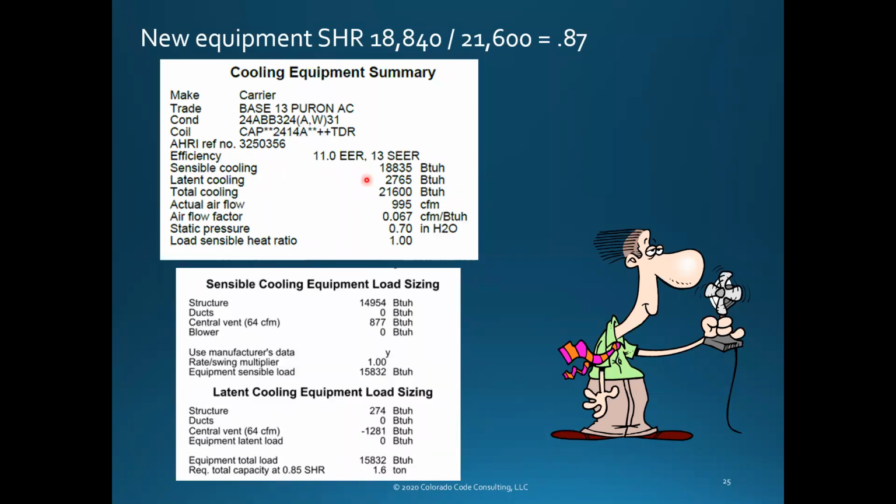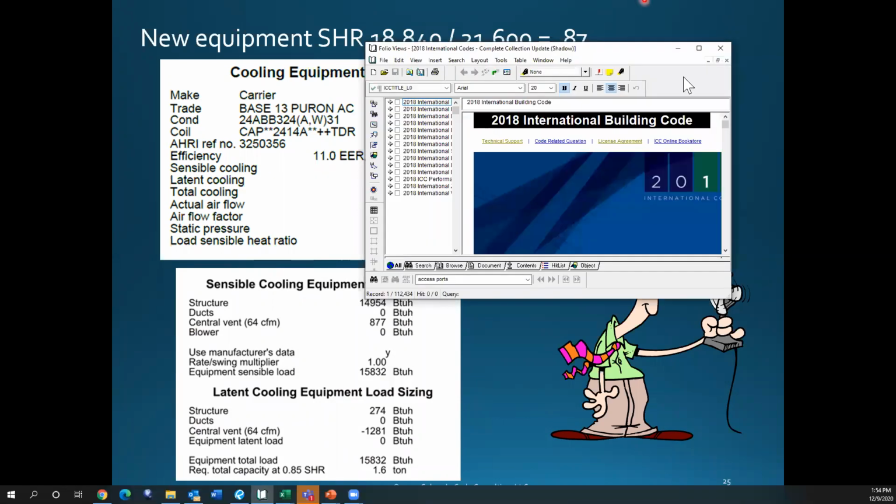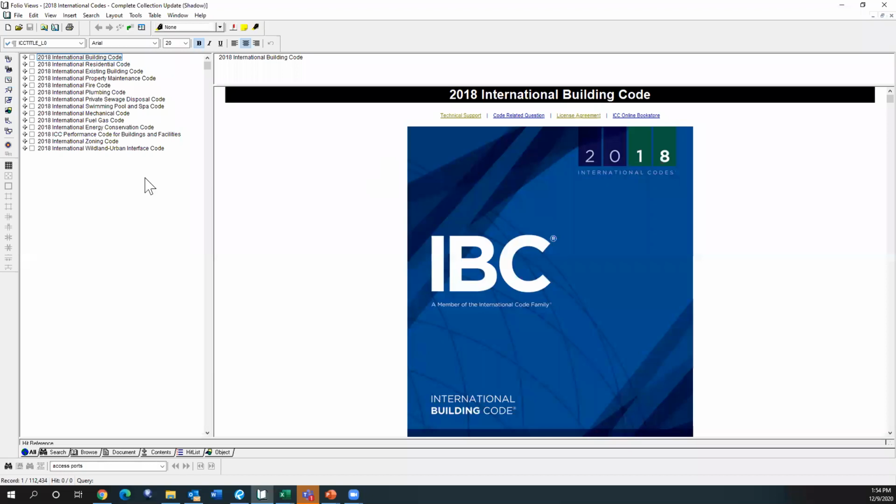Okay? So the code says it's okay. It doesn't say you have to change. Right or wrong, good or bad, that's what it says. Do you happen to know what the code section is that says that? As a matter of fact, I happen to know almost exactly where that is.